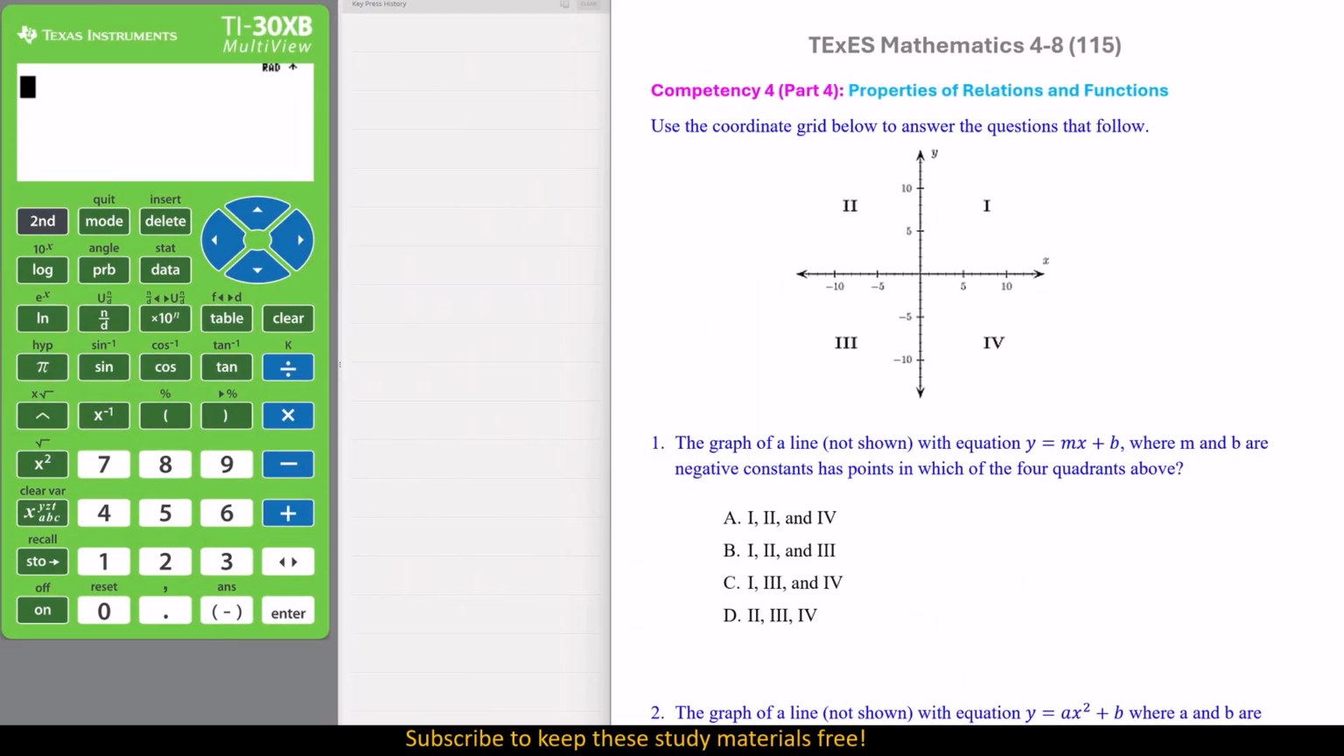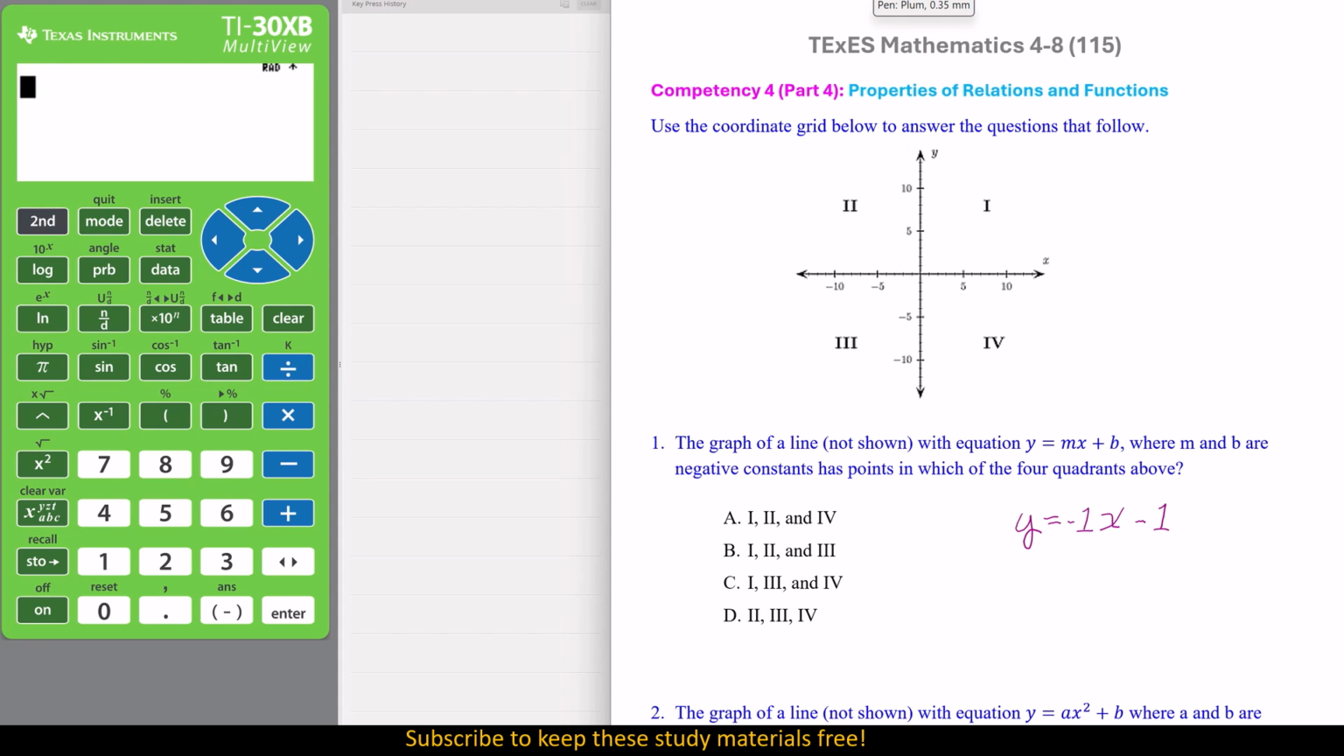Okay, use the coordinate grid below to answer the questions that follow. Number 1, the graph of a line not shown with the equation y equals mx plus b, where m and b are negative constants, has points in which of the four quadrants above? Okay, let's think about this. If they're negative, we would actually have this. Y equals, let's say, negative 1x minus 1.